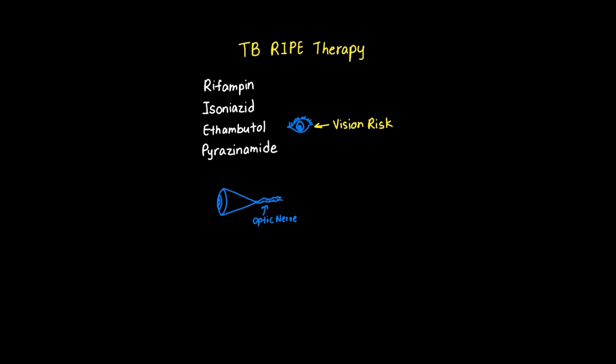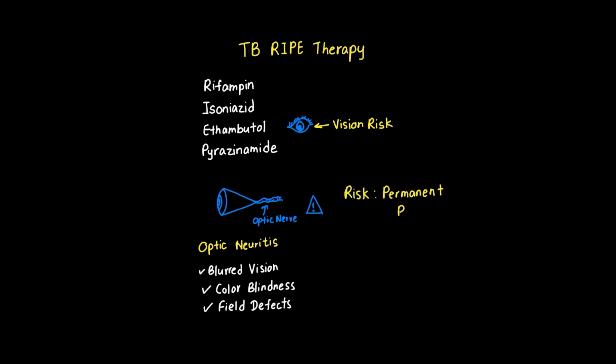Ethambutol uniquely causes optic neuritis, inflammation of the optic nerve. This can start as blurred vision, colour blindness, or visual field defects. If not caught early, it can cause permanent blindness. That's why vision testing is mandatory before and during treatment. Rifampin turns body fluids orange, but doesn't affect vision.